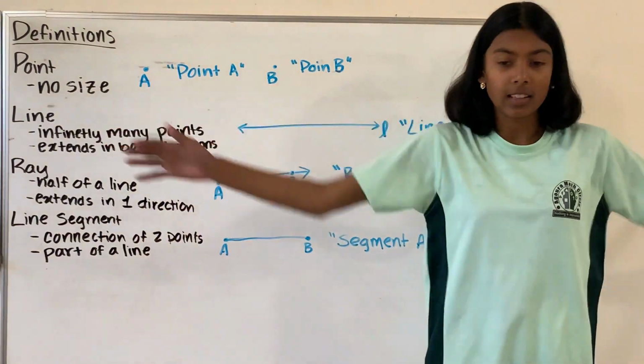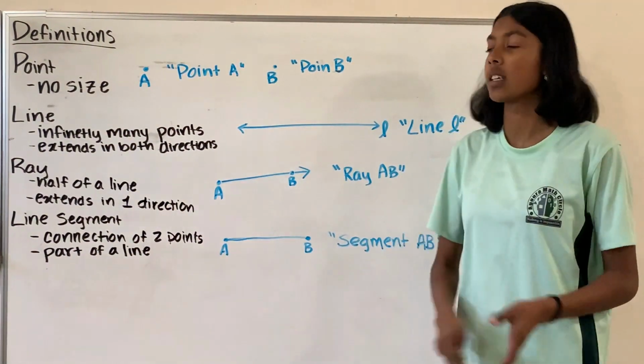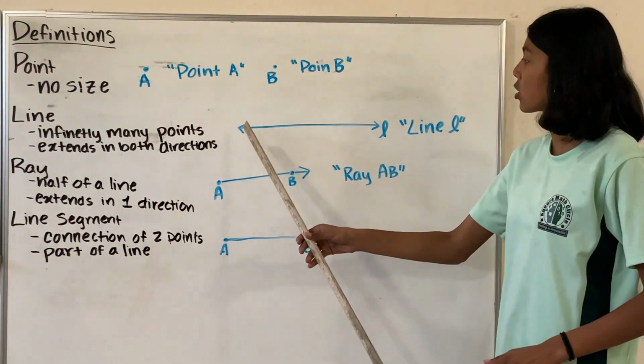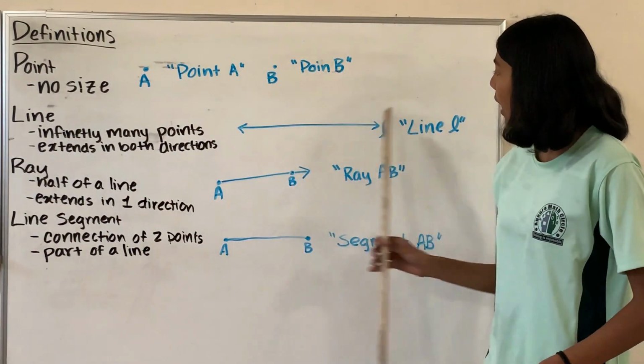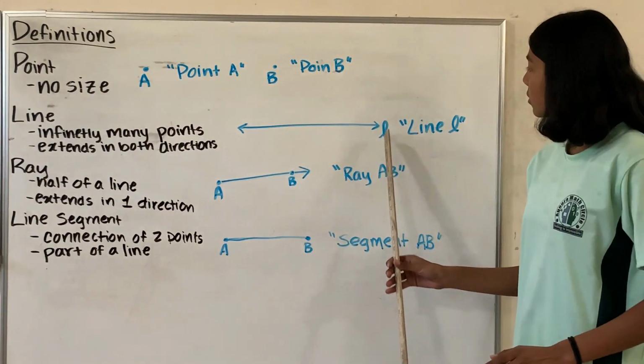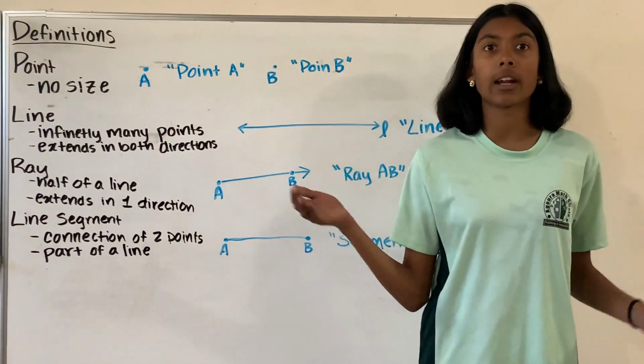Then we move on to our line, which is basically a collection of infinitely many points continuing on in a straight line, like this. And it extends infinitely in both directions. And the way we show that is by having two arrows at the end of this line. And we have our little letter here, which is L, and so we call that line L.